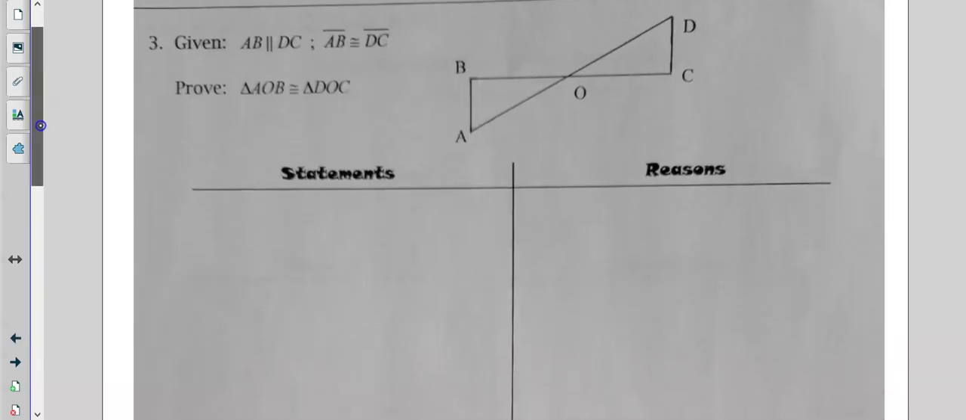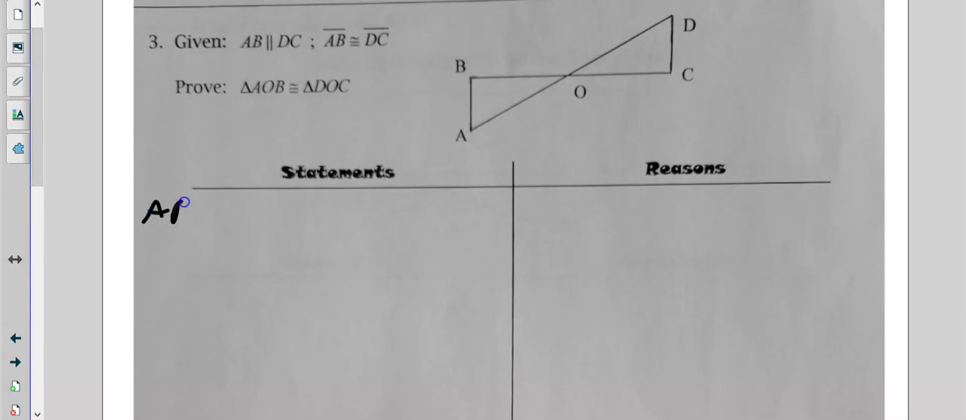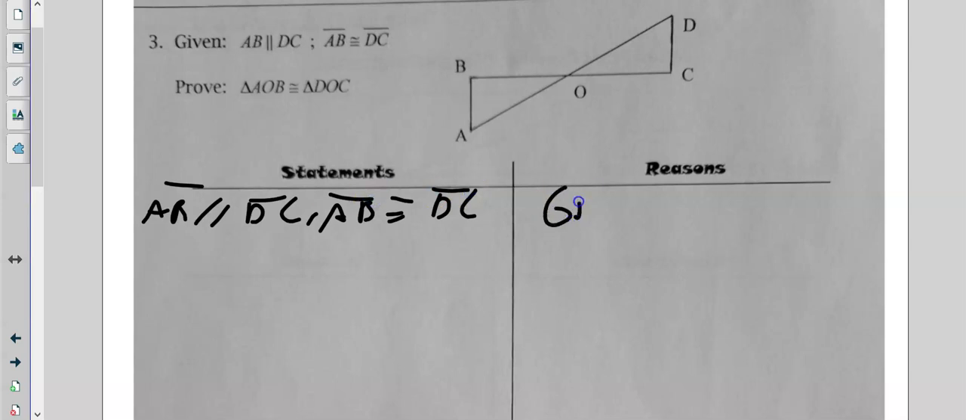Moving on to number 3. So, given AB is parallel to DC, and AB is also congruent to DC. That's given. All right? So, first off, we're going to mark AB with a little triangle here and DC with a little triangle because you're given that.